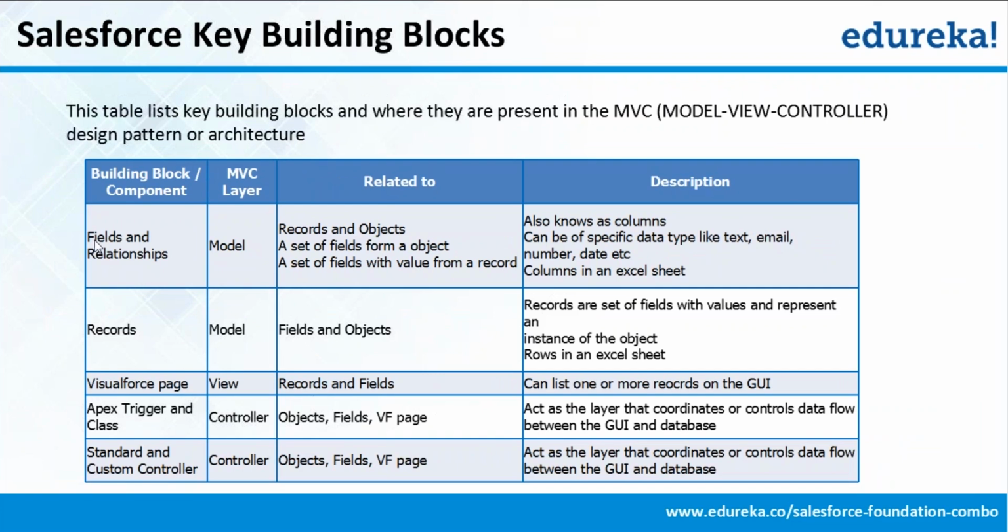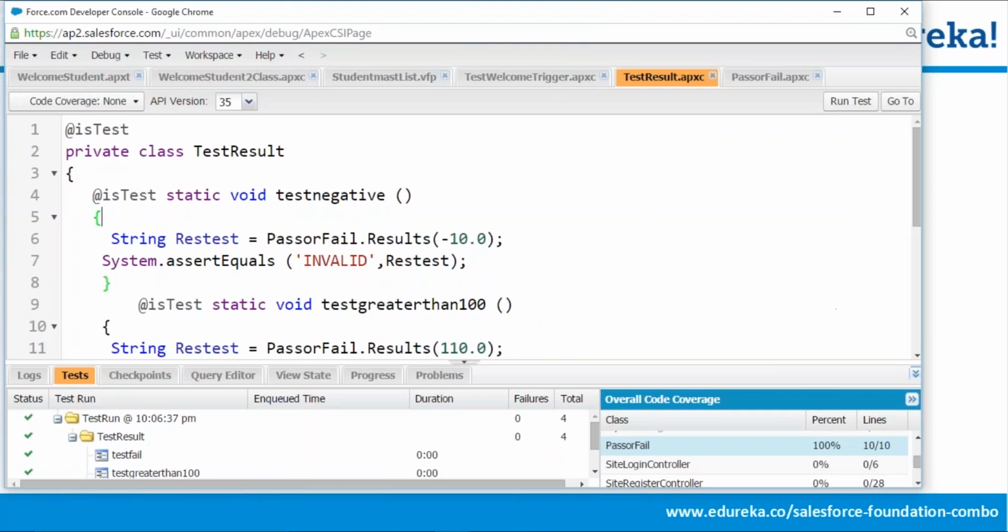We created a field and a relationship, a master detail relationship. We saw an Apex trigger and a class. Of course, we did not create records, but we did see some existing records of accounts and students. Maybe we didn't see a standard and custom controller, but that's also written in Apex. I can just show you here.